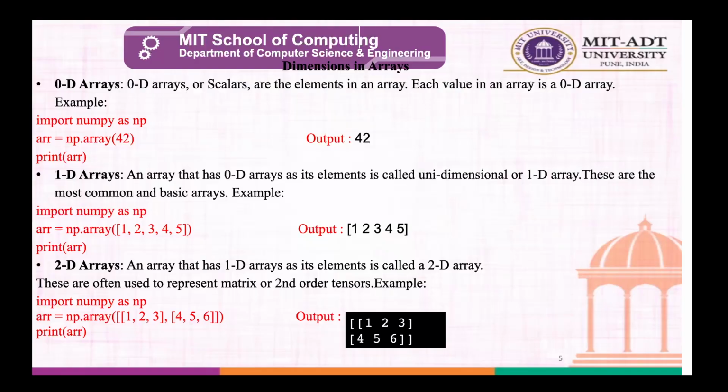Next is the two dimensional array. Here you can see in the example np.array in brackets 1 2 3 and 4 5 6. Basically here we are creating two rows and three columns. So whenever we want to display this arr, we will get output like this. In the first row the elements are 1 2 3. In the second row the elements are 4 5 6.